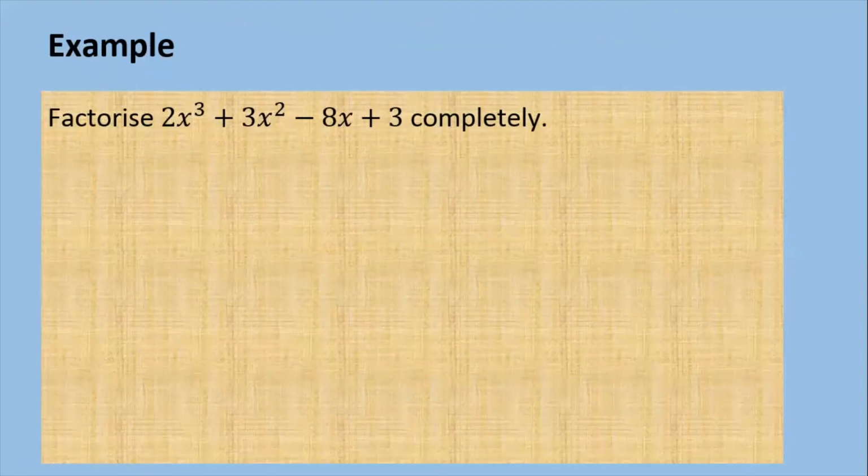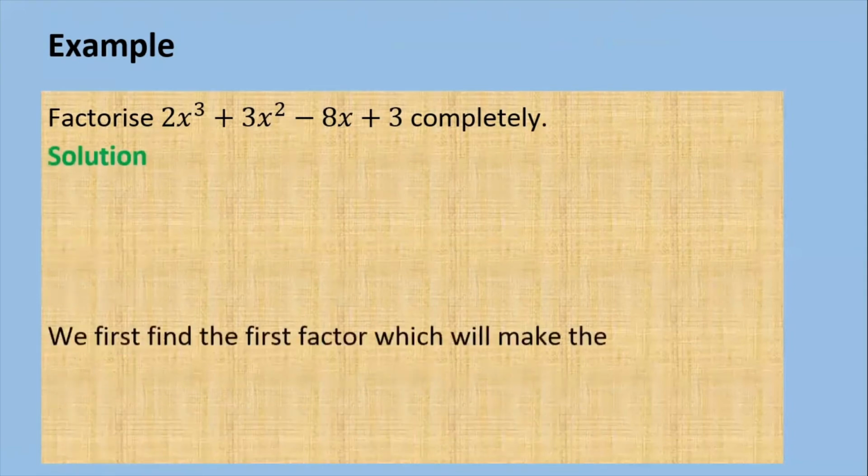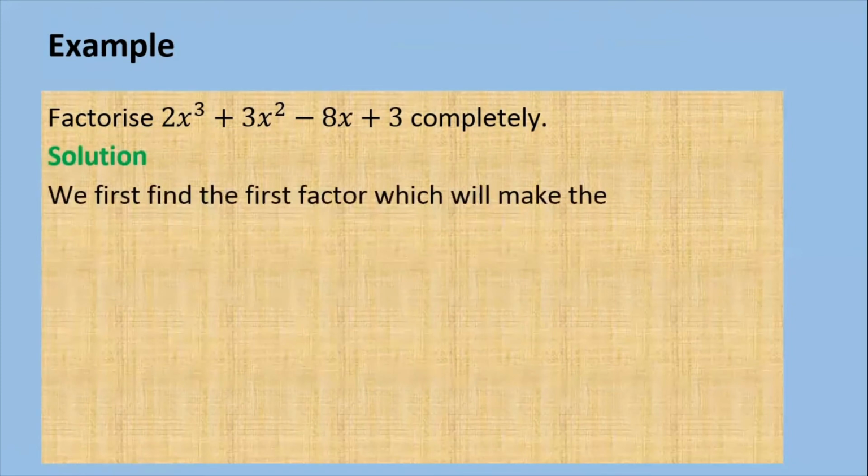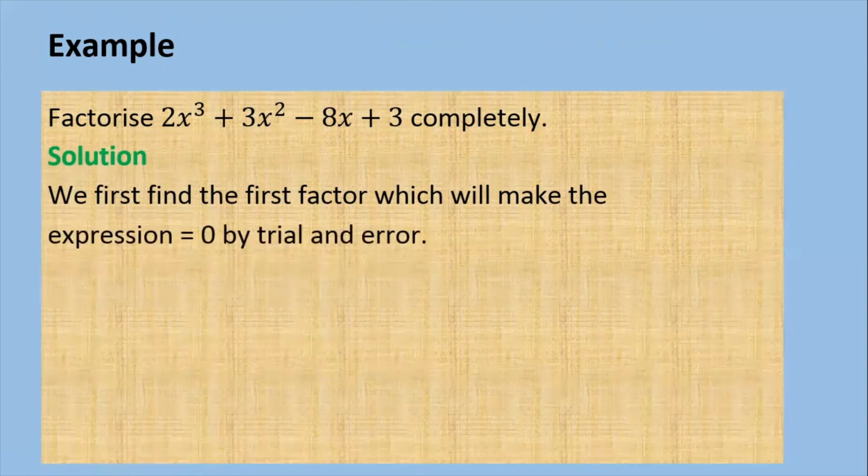Factorize 2x cubed plus 3x squared minus 8x plus 3 completely. The problem in that question is that you don't have a factor. That is, it is not written which one is a factor. You need to find it by yourself. Okay, how are we going to do it? Well, we will first find the factor which will make the expression 0. Okay, how? By trial and error.